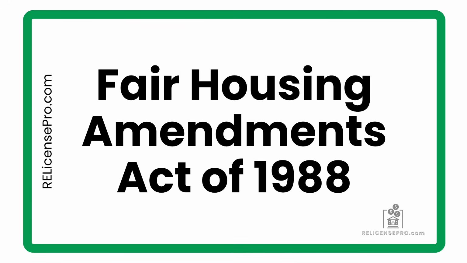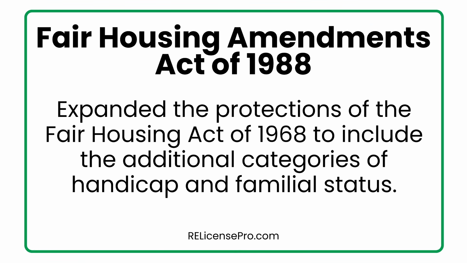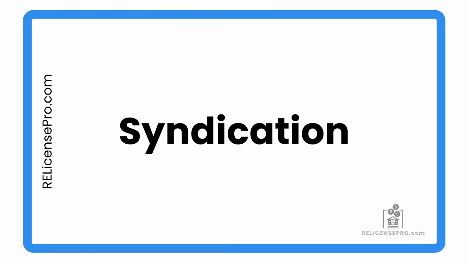Fair Housing Amendments Act of 1988. The Fair Housing Amendments Act of 1988 expanded the protections of the Fair Housing Act of 1968 to include additional categories of handicapped and familial status.